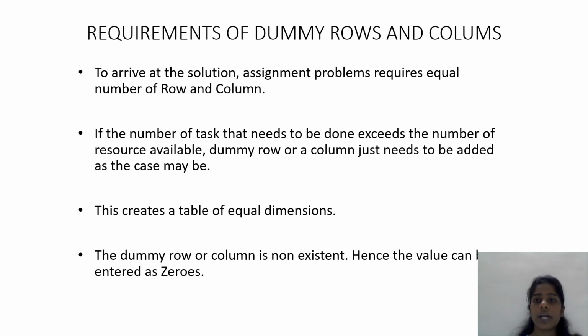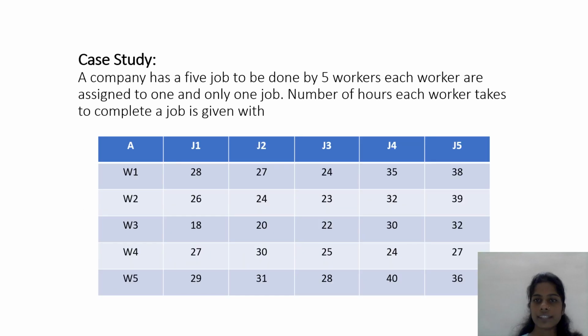Requirements of dummy row and columns. To arrive at the solution, assignment problem requires an equal number of rows and columns. If the number of tasks that need to be done exceeds the number of resources available, a dummy row or a column just needs to be added as the case may be. This creates a table of equal dimensions. The dummy row or column is not existent. Hence, the values can be entered as zeros.